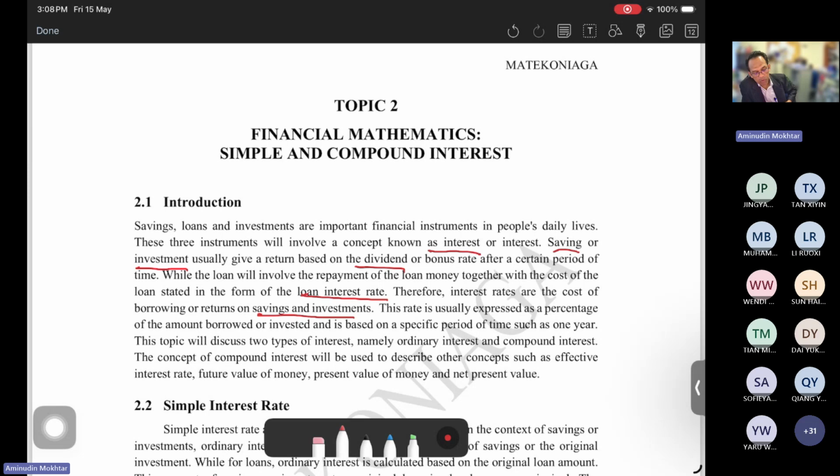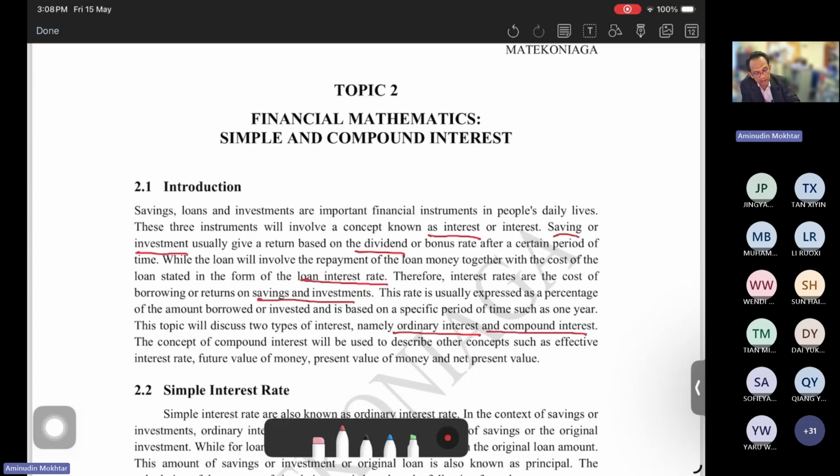So for this topic, we focus more on the ordinary interest rate or simple interest rate, and then the second one is about the compound interest rate. I will explain to you what is the ordinary interest rate and the compound interest rate. Okay, and then the concept of compound will be used later to describe the other concepts such as effective rate, future value of money, present value, and the net present value. Okay, let's start with the simple interest rate. What does it mean by the simple interest rate?